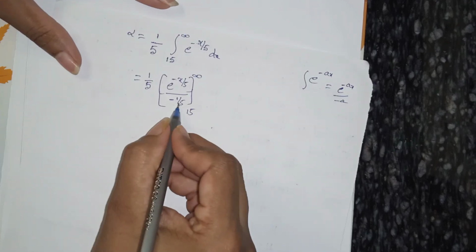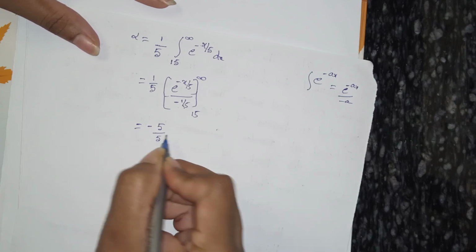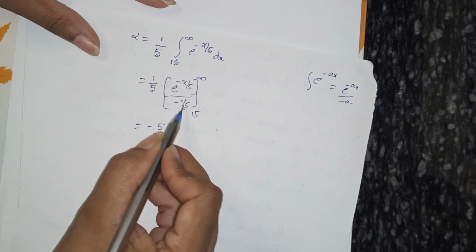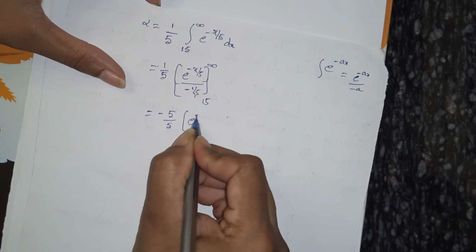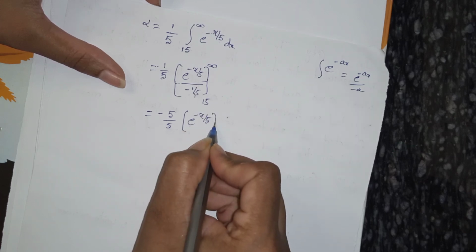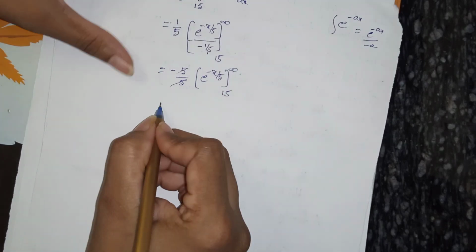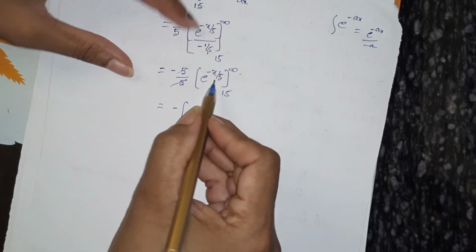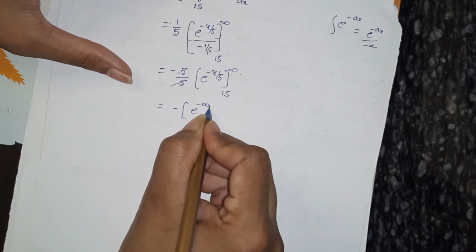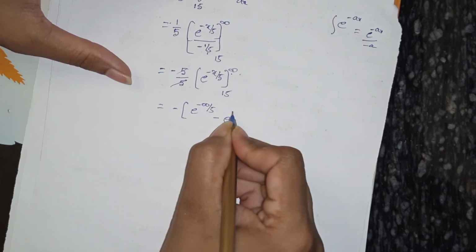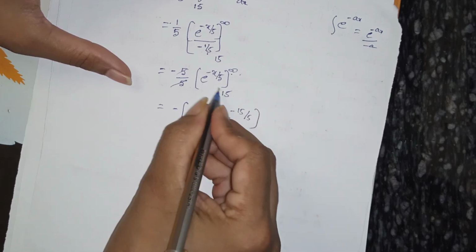So here we can write minus 5 by 5, isn't it? The denominator comes up and becomes the numerator, into e to the power of minus x by 5, with limits 15 to infinity. So 5 gets cancelled. Minus of, now I am going to apply the upper limit: e to the power of minus infinity by 5 minus e to the power of minus 15 by 5. Okay, the lower limit I applied now.